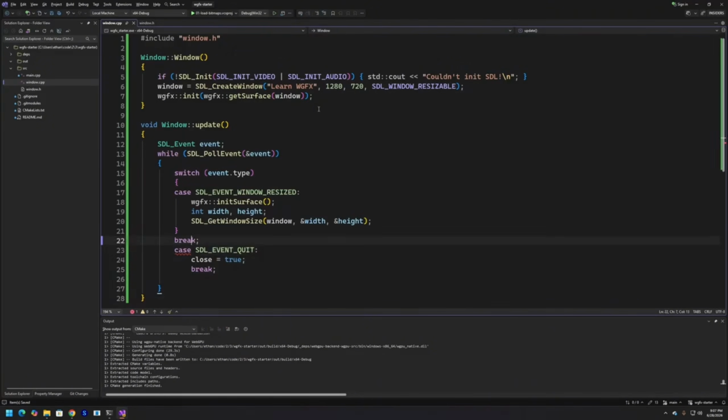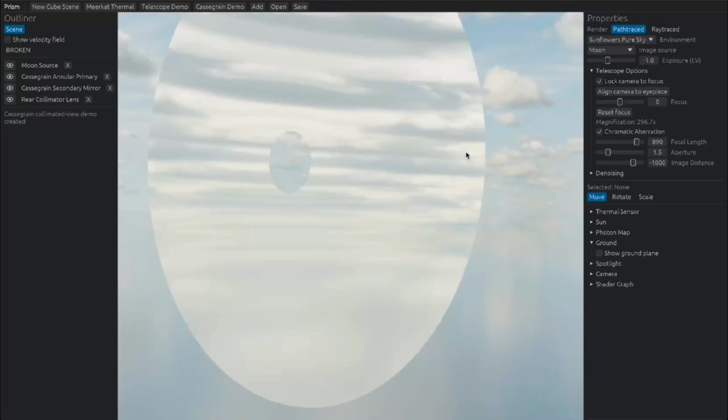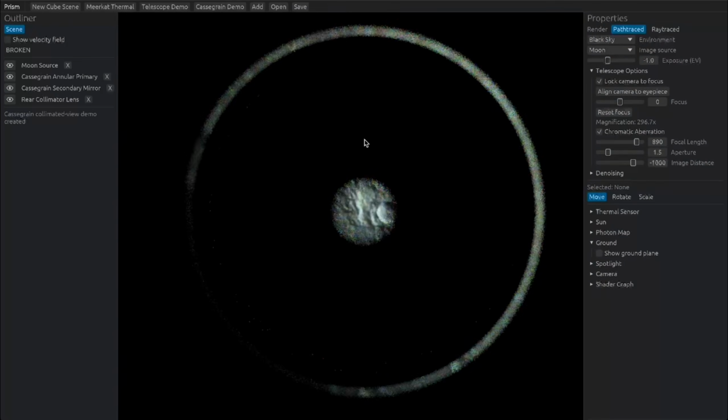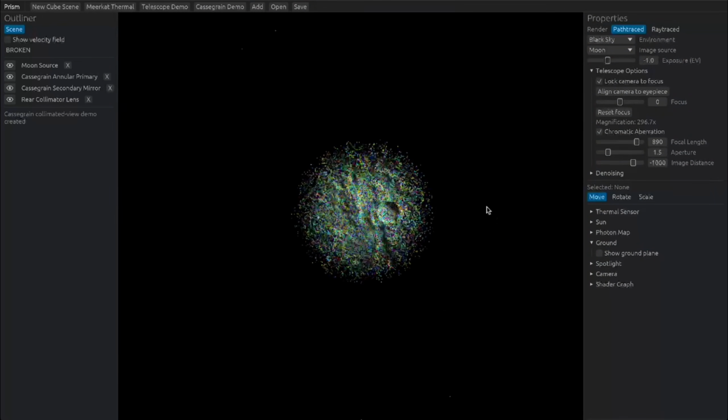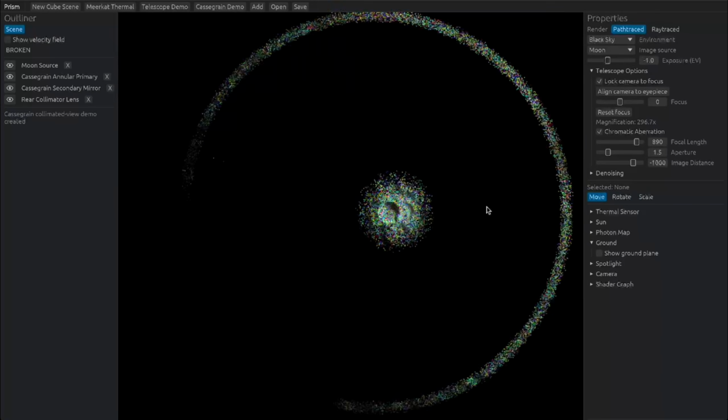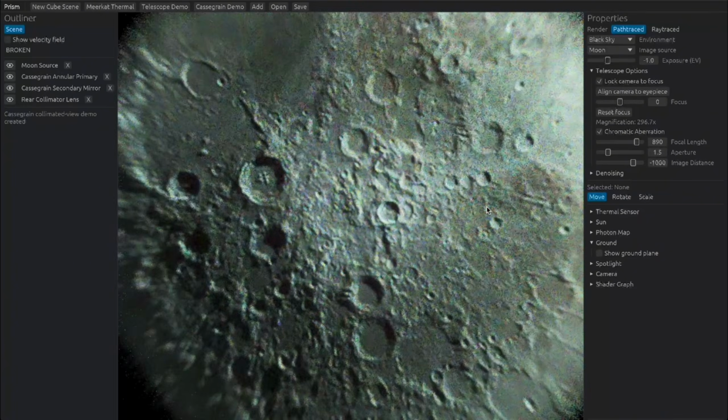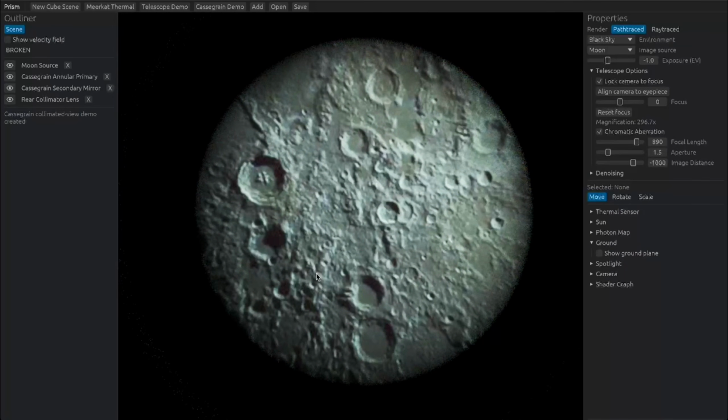So I rebuilt the telescope as a reflector. And here is our reflecting Cassegrain telescope in action. Let's take a look at our moon at 300 times magnification. All the chromatic aberration and distortion is gone, leaving us with gorgeous lunar detail.